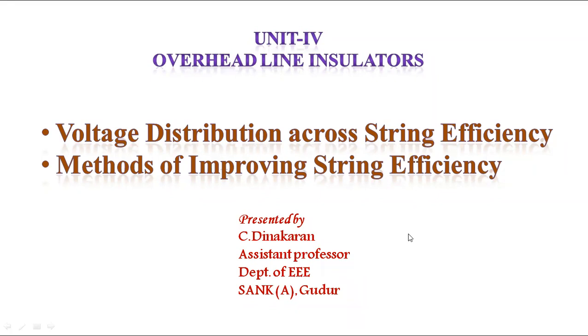For example, we can take three insulators connected in a string. That is, what is the disc 1 voltage, disc 2 voltage, and disc 3 voltage. This is the suspension type insulator, another name for which is the disc type insulator. And the next topic is methods of improving string efficiency.